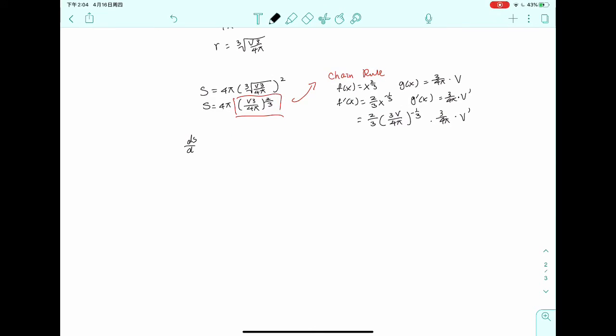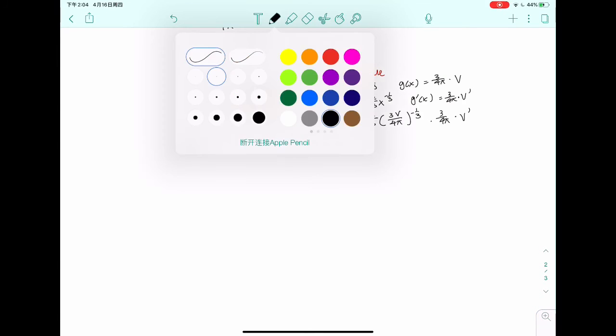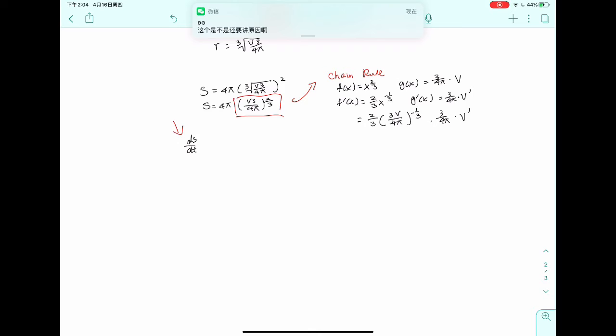Since it's implicit differentiation, what I did on the right side I have to do to the left side. So on the left side, I applied differentiation with respect to time.